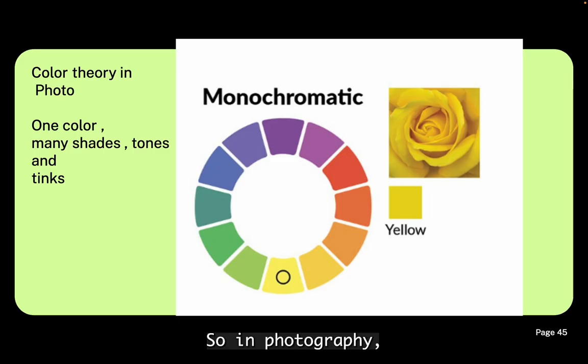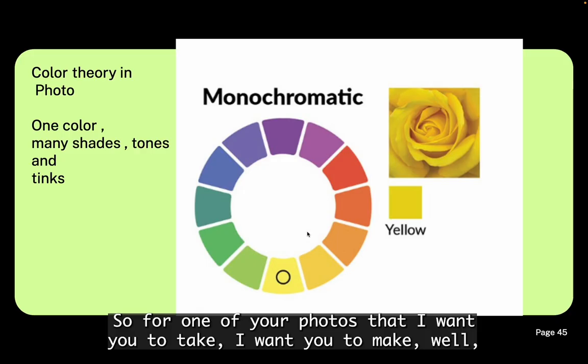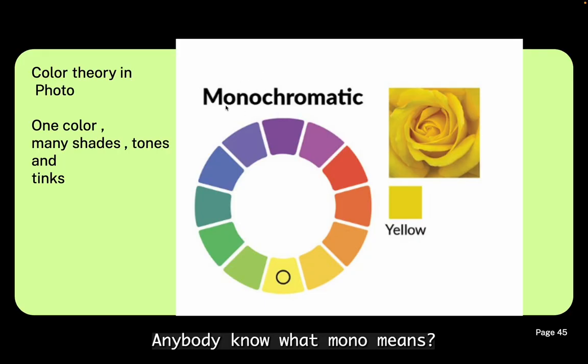So in photography, because we print and we display, we're going to use words like shades, tones, and tints when it comes to the color, the chroma of something. So for one of your photos that I want you to take, obviously minimum 10, but choose one of a subject that's monochromatic. Anybody know what mono means? One. Correct. Thank you. So one color, one chroma.